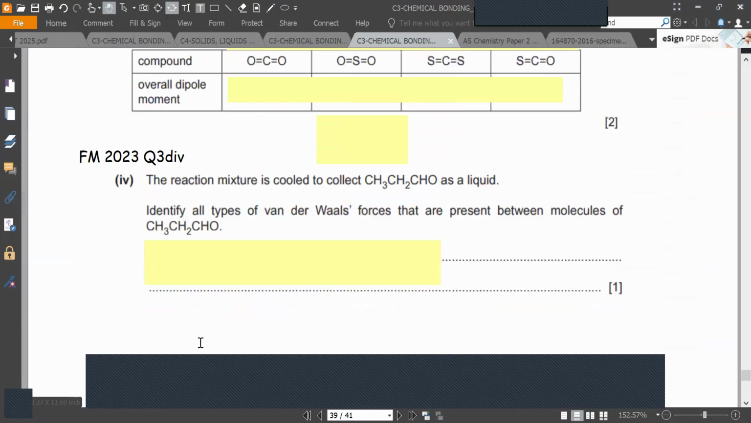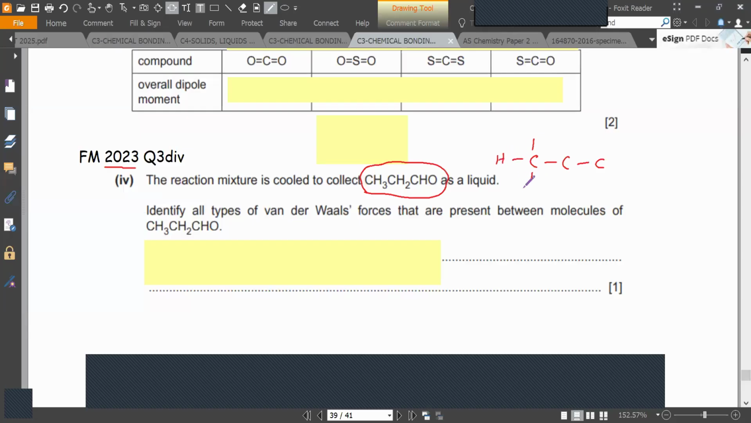This is also 2023. The reaction mixture is cooled to collect this molecule here. Identify the type of van der Waals forces that are present. If we sketch it, it will be clearer. CH3, CH2, CHO.